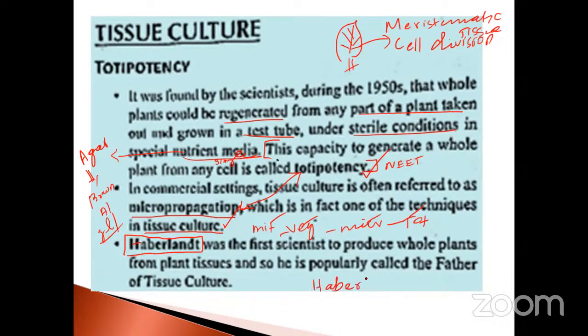Haberlandt is the scientist who was the first to produce a whole plant from plant tissue, and he is popularly called the father of tissue culture. Who is the father of tissue culture? Haberlandt. Don't forget, this is very, very important, my dear students. Here you must note it down. Three points are very, very important.